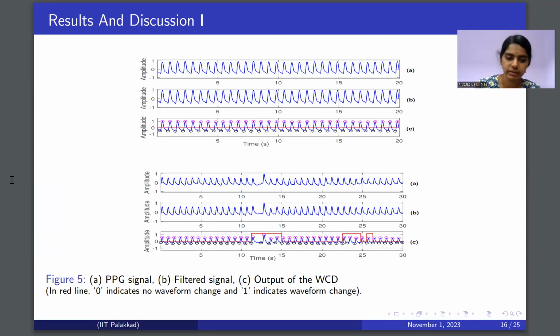These figures show the result for figure A, which is a clean PPG signal. There are no waveform changes detected. So the output indicates a red line of 0, which indicates there are no waveform changes. But in this case, when there is a change in systolic amplitude and PPI in this portion, our algorithm is clearly indicating that there is a waveform change in this portion and this portion, due to changes in PPI, systolic peak amplitude, crest time or decay time.